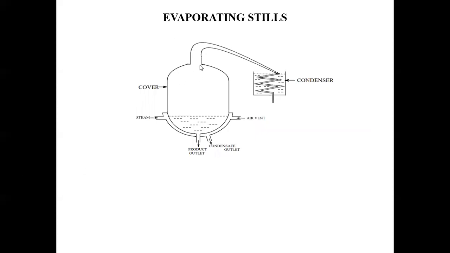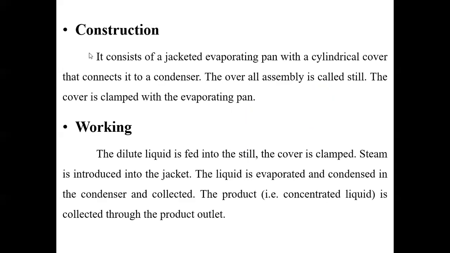So there are a few changes done in the conventional pan, and the second one is the evaporating still. This is a figure of the evaporating still. Here is again an evaporating pan which is covered, and a condenser is attached. Its construction: it is a jacketed evaporating pan with a cylindrical cover that connects to a condenser. The overall assembly is called a still. The cover is clamped with the evaporating pan.